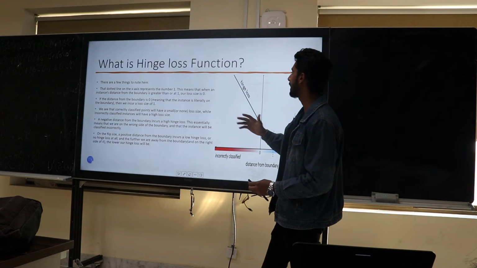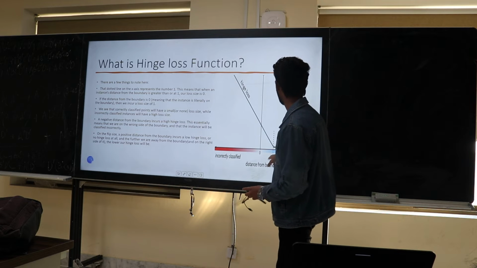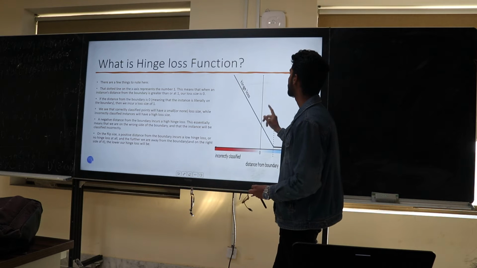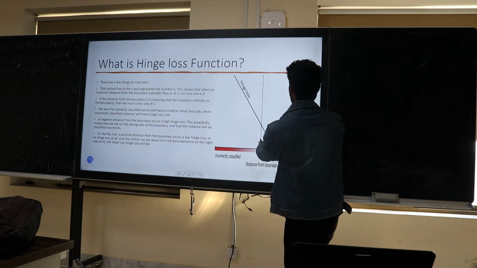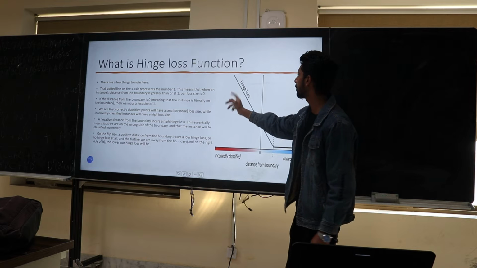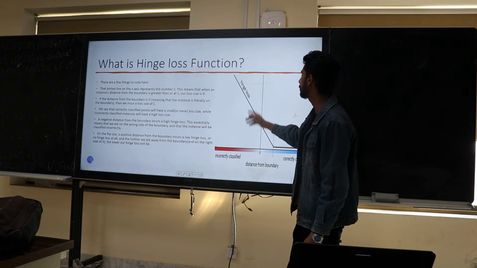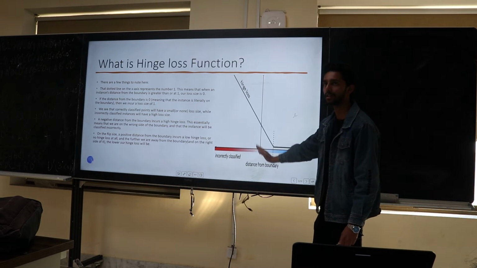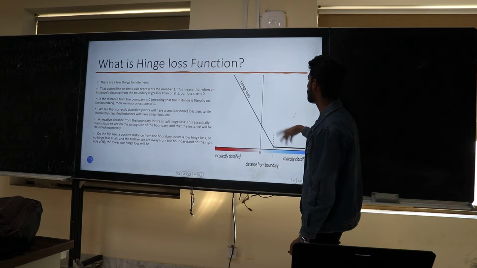There are a few things to be noted here. That dotted line on the x-axis represents number 1. This means when an instance's distance from the boundary is greater than 1, our loss is 0. If the distance from the boundary is 0, meaning the instance is literally on the boundary, then the loss size is equal to 1. And when it is greater than 1, then the loss size is 0.